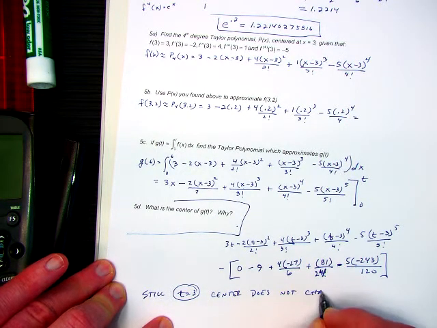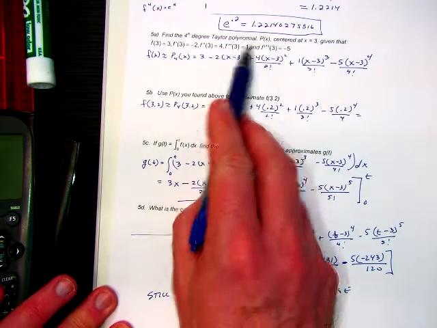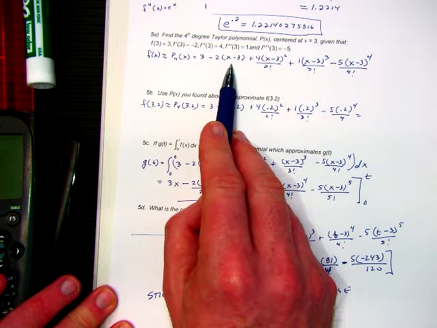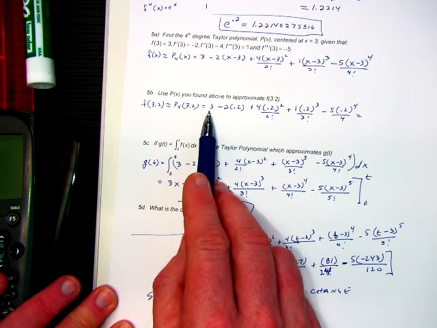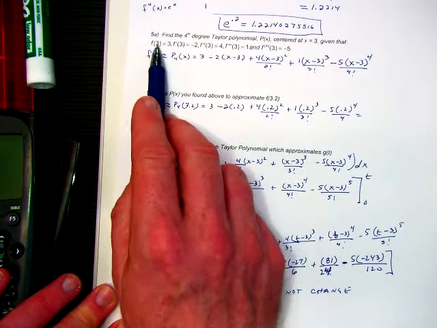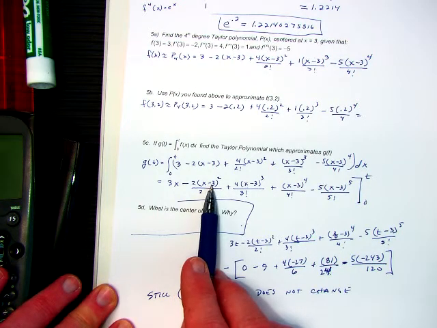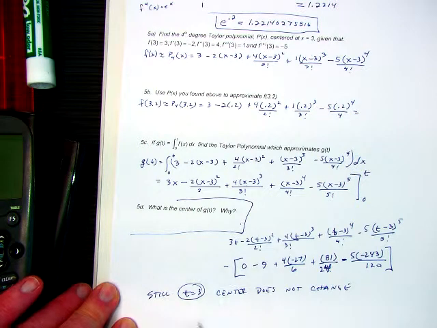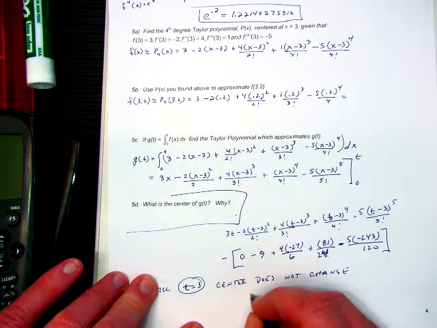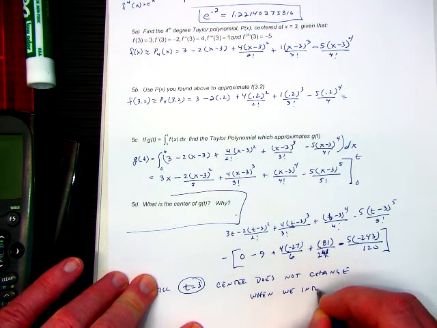The last thing I want to say is this. The only place that this is exact is at 3. The only place you will get the exact value is at the center. The only place you get an exact value here is at the center, which is 3. It does not change when we integrate.